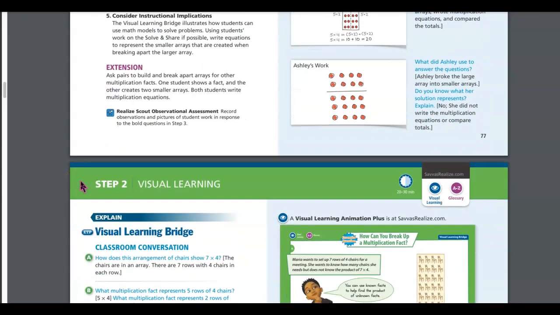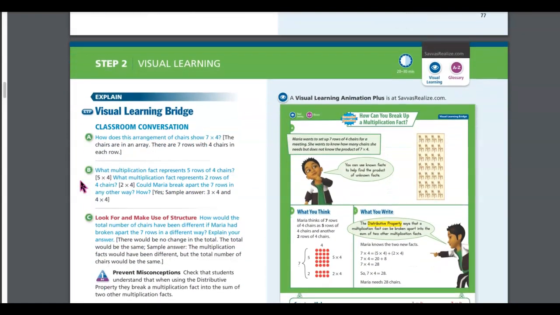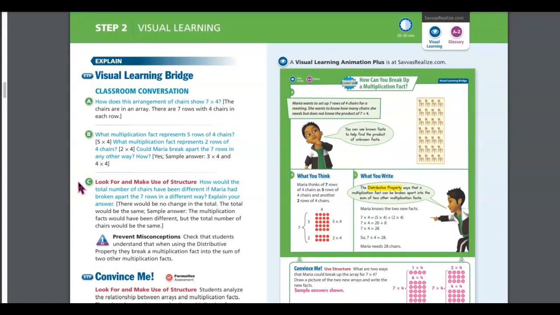Then we are going to move to step two. Step two is our visual learning. It should take about 20 to 30 minutes. This is where you're going to explain whatever math concept you are working on. Again, we are working on the distributive property. So we have our visual learning bridge here.